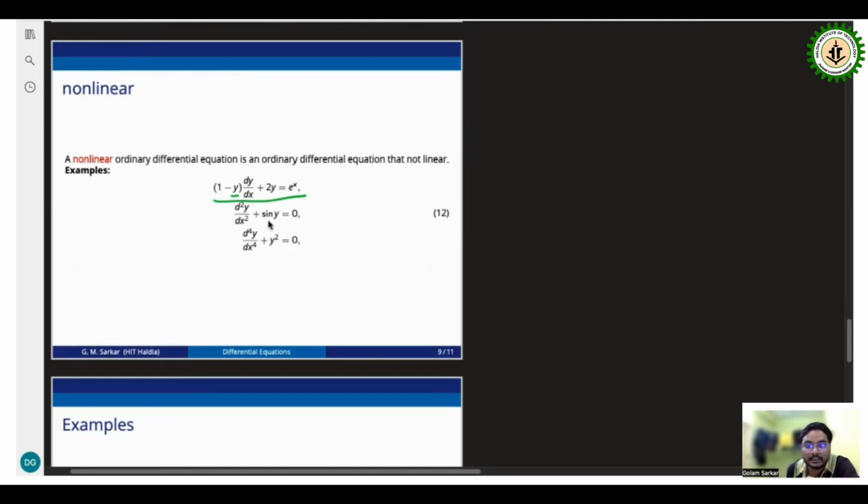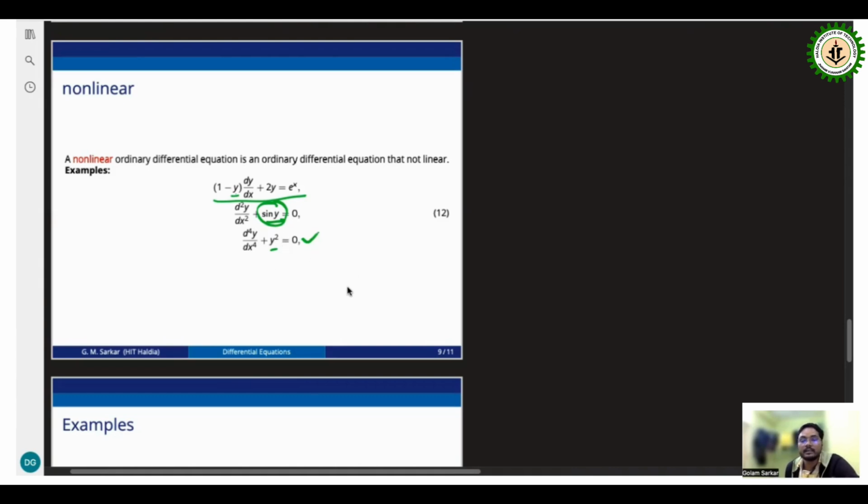Similarly, you see the dependent variable y is inside the sine function. So if you see some trigonometric function, exponential function, or logarithm function of the dependent variable or its derivative in a differential equation, then that differential equation is nonlinear, right? Similarly, here the dependent variable y has power 2, so it does not have power in a linear form. So this is also another example of a nonlinear differential equation.